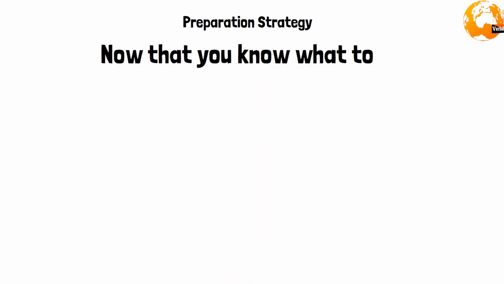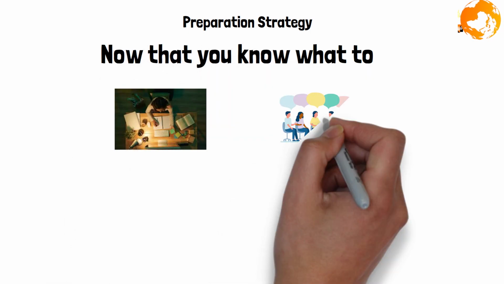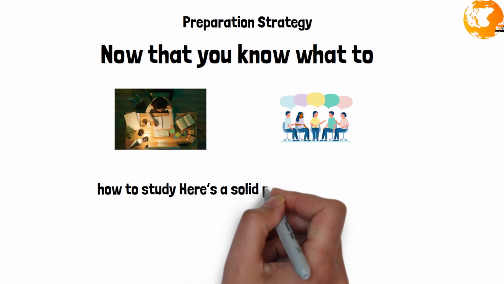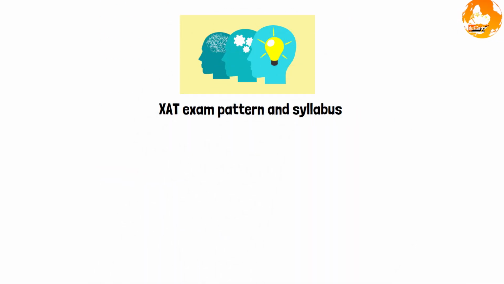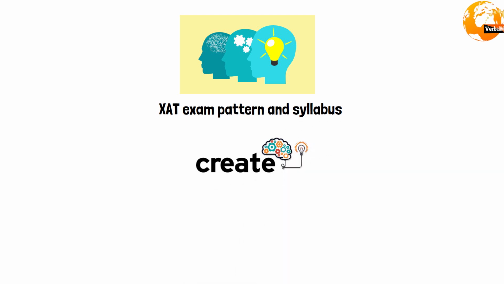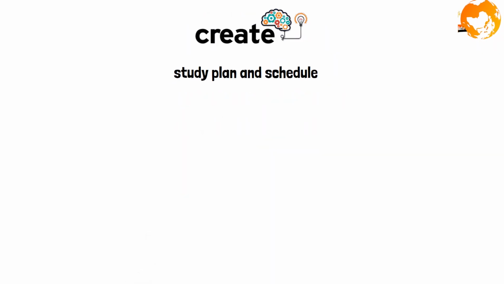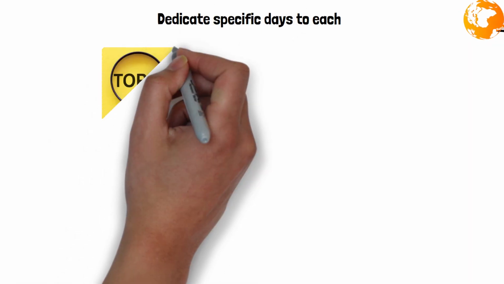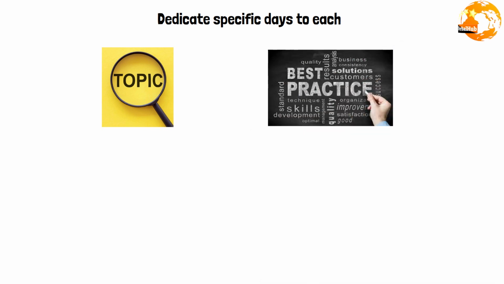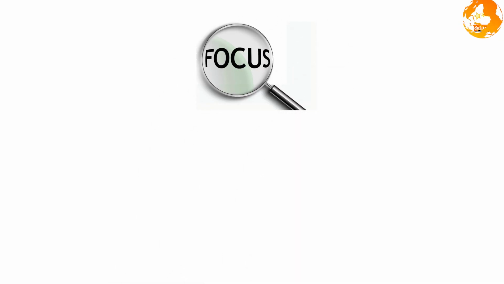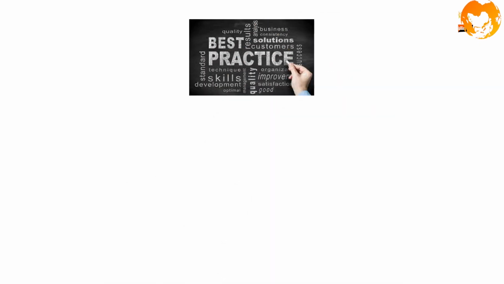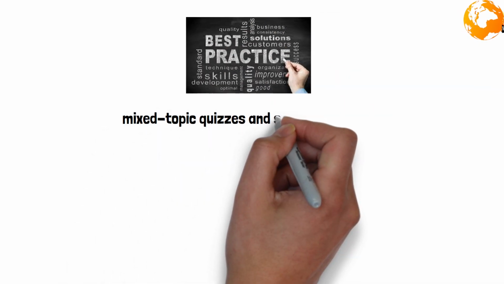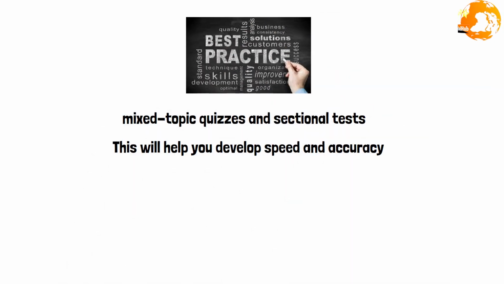Preparation strategy. Now that you know what to study, let's discuss how to study, and here's a solid preparation strategy. Number 1, understand the XAT exam pattern and syllabus. Number 2, create a study plan and schedule. Dedicate specific days to each topic and mix in practice sessions. Number 3, focus on fundamentals and concepts. Number 4, practice mixed topic quizzes and sectional tests. This will help you develop speed and accuracy.